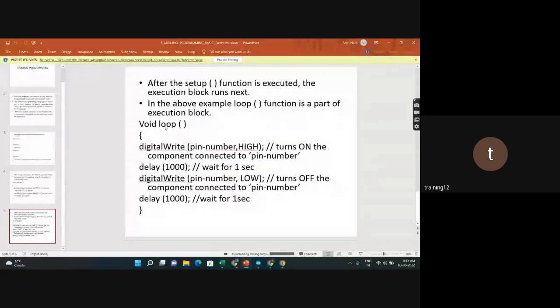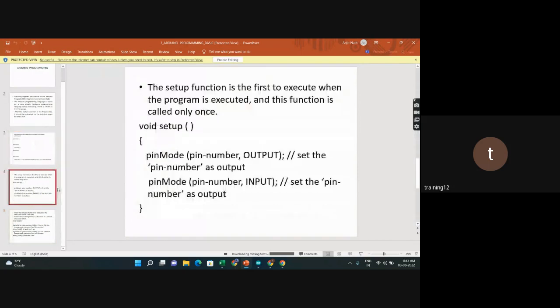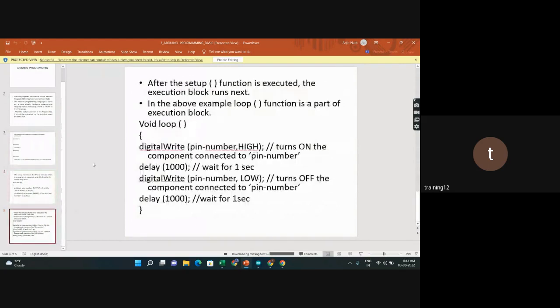Here in the loop, digitalWrite is basically used in the loop. This is used to turn on the component connected to the pin number. In this slide, the pinMode is used, which says which pin is connected to the Arduino. This is used in the digitalWrite function. The pin number is also written here, and this is HIGH.